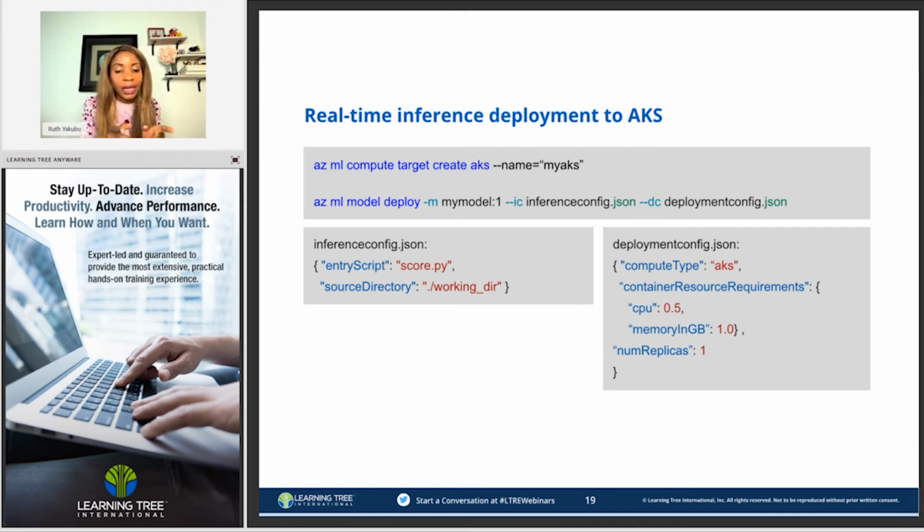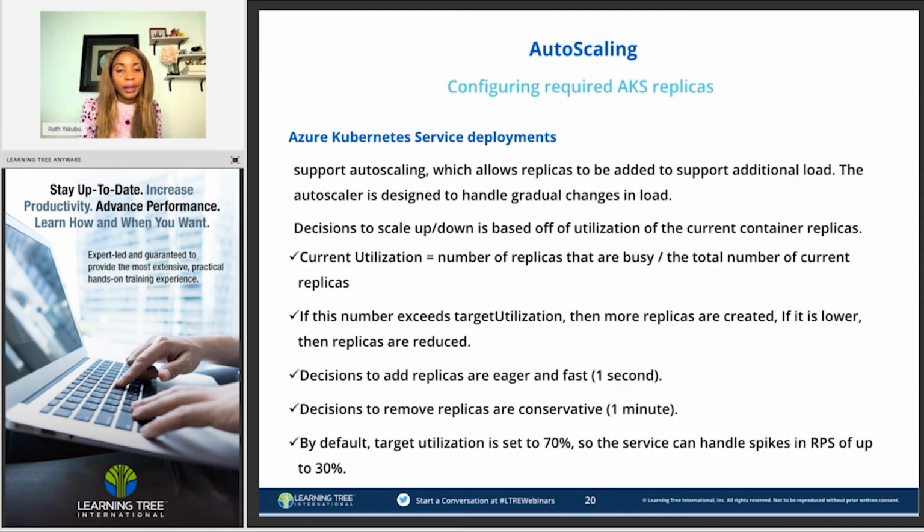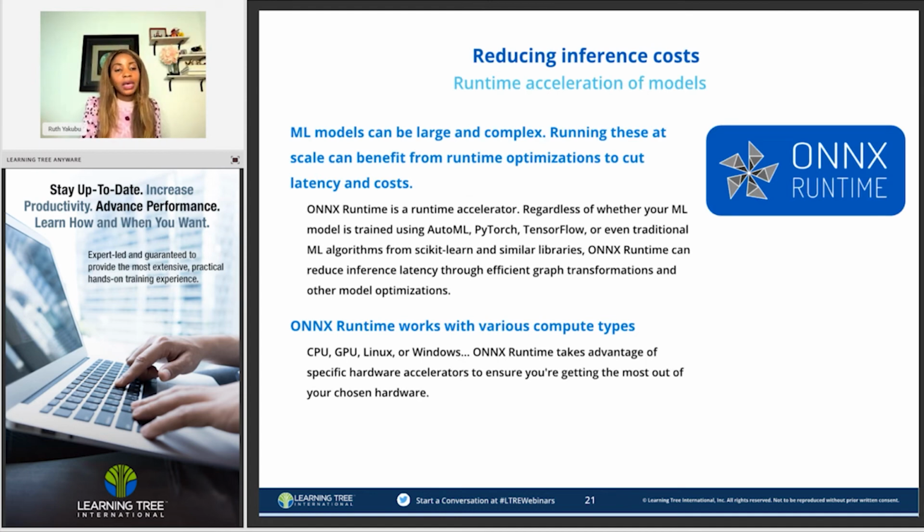We also have links in the chat that you can reference and see all the details of everything that I'm mentioning. This is just to show you the capabilities that are there. Like I mentioned, auto scaling, you can set all those settings for auto scaling when you're configuring your Kubernetes instance. Then another area that's very critical is ONNX Runtime.